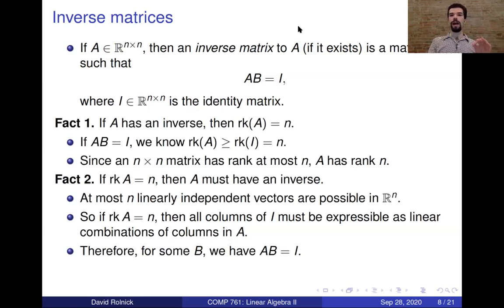Okay, so now because of these two facts, we know that if A has an inverse, then the rank of A is equal to n, and vice versa. If the rank of A is equal to n, then A must have an inverse.